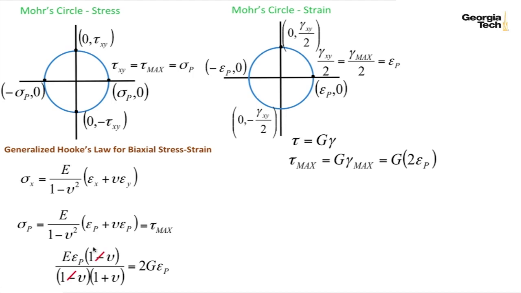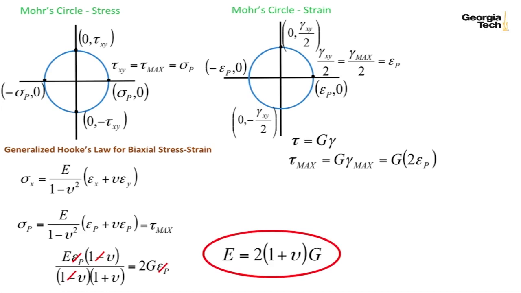On the left-hand side, I've done a little bit of mathematical manipulation. In the numerator, I've factored out epsilon sub p. In the denominator, I've taken 1 minus Poisson's ratio squared and factored it into 1 minus Poisson's ratio times 1 plus Poisson's ratio. Then the 1 minus Poisson's ratio cancels in the numerator and the denominator, and epsilon sub p also cancels, and I get a relationship that Young's modulus is equal to 2 times 1 plus Poisson's ratio times the shear modulus. And so they're not independent. All of these are related for isotropic materials.